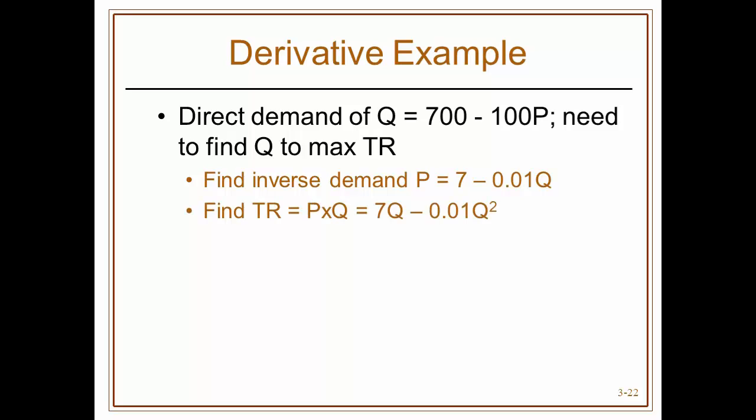Total revenue is price times quantity. So I've already got an equation for P that I just found. And let's multiply that by Q again. So 7 times Q becomes 7Q. The minus 0.01 Q times Q becomes 0.01 Q squared. So I've got an equation for total revenue.